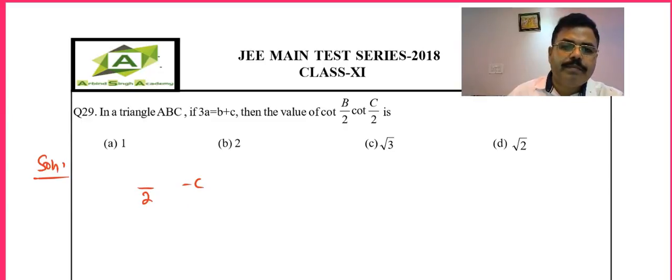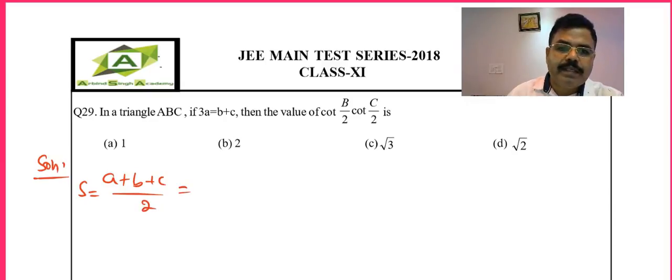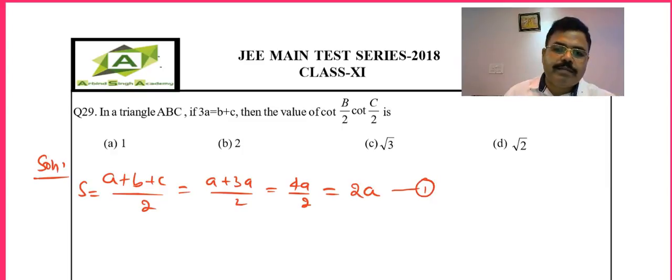A plus B plus C is equal to what? 3A is equal to B plus C. S is equal to A plus B plus C by 2, and B plus C is equal to 3A. So S is A plus 3A by 2, which is 4A by 2, which is 2A. So S is equal to 2A. This is one of the results.